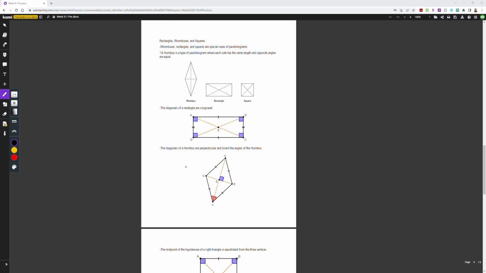Now for rhombuses, the diagonals of a rhombus are perpendicular and bisect the angles of the rhombus. So if we look, the diagonals meet each other perpendicularly. And if we were to bisect it, the angles would be bisected nicely in half. Here again, these would be the same. All right.